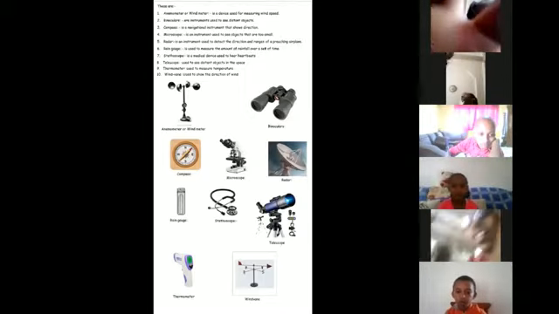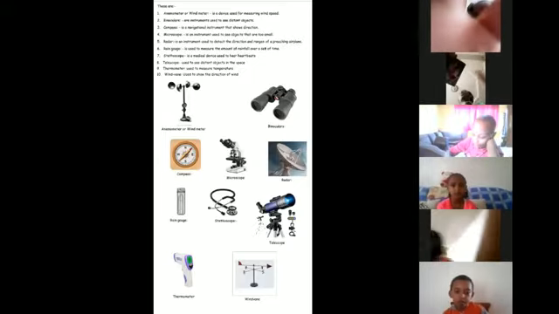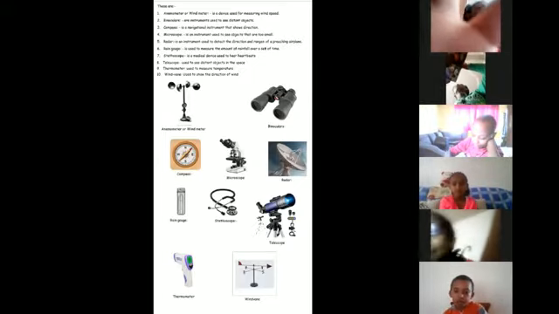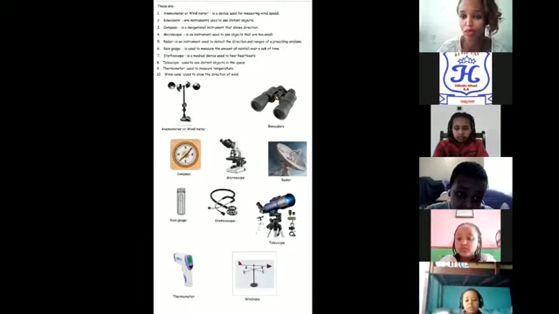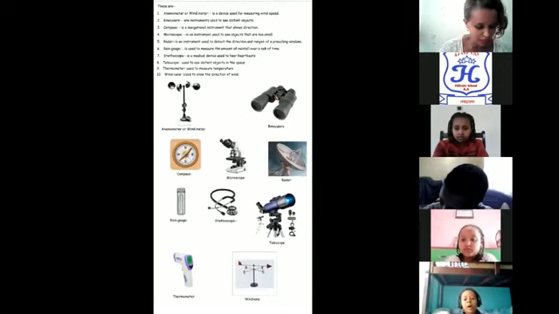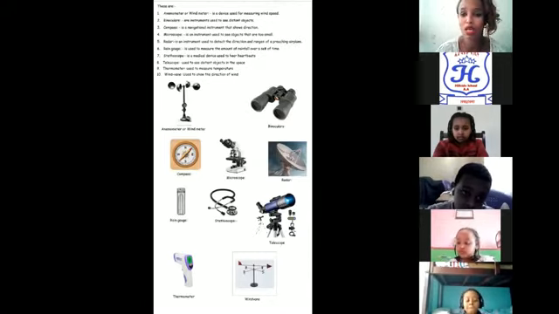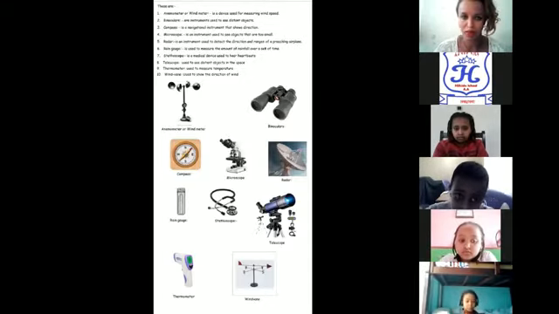So if we saw this, let us define what a scientific instrument is. A scientific instrument is an equipment, or a device, used to measure the amount of things. Okay, it is used to measure the amount of things. So these are the 10 most famous, most known scientific instruments.